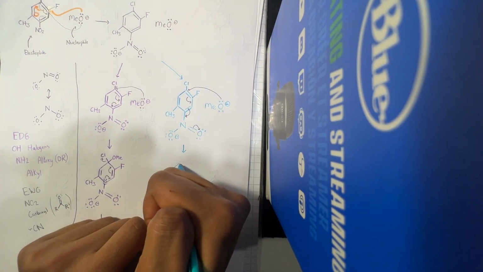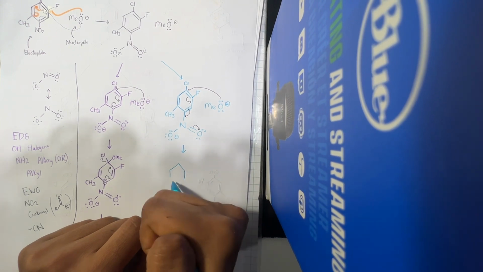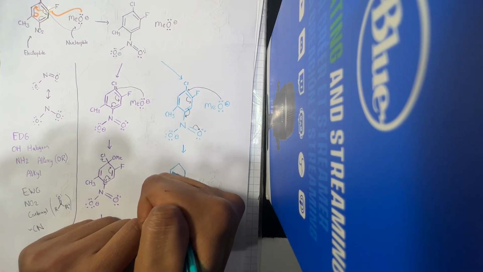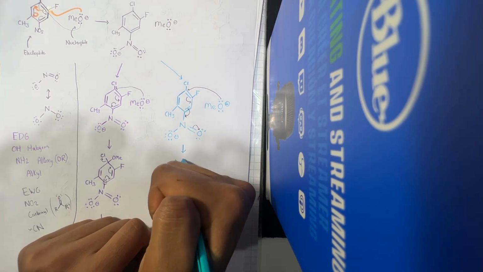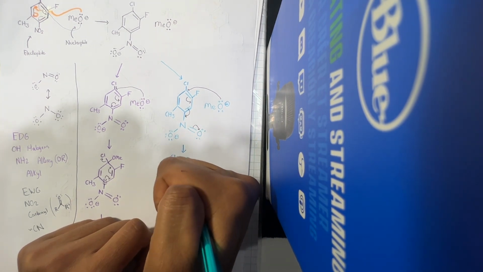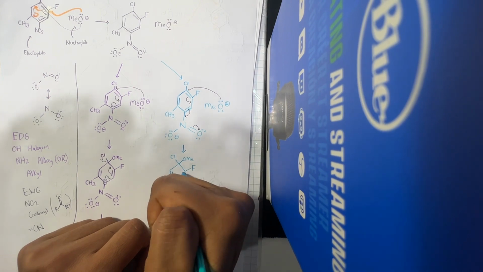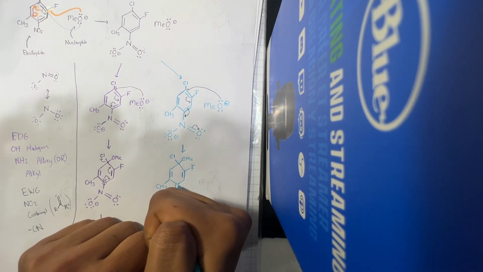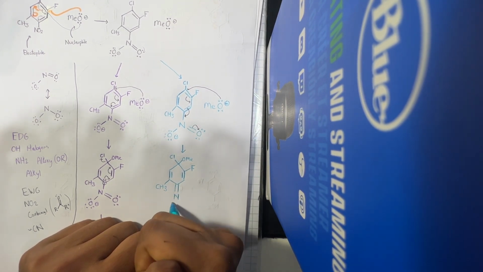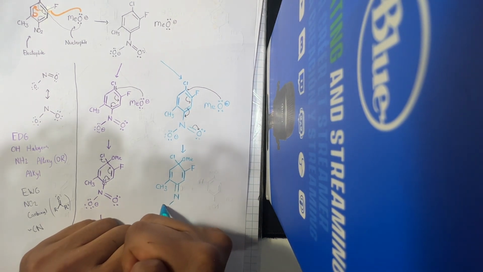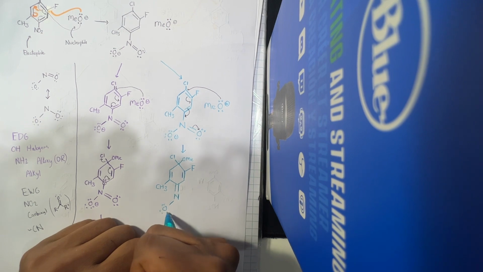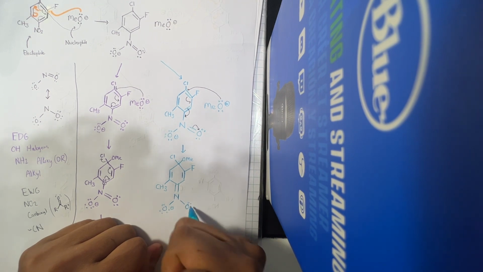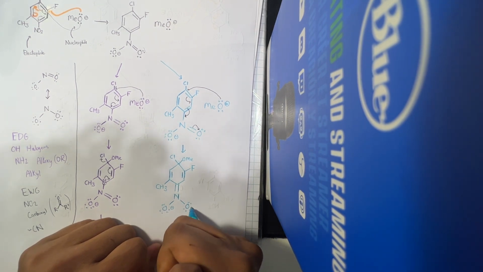This would result in a structure such as this. And the oxygen would have picked up a negative charge.